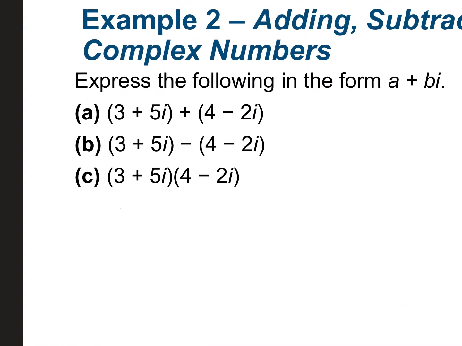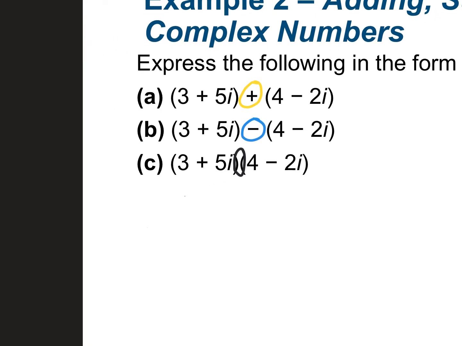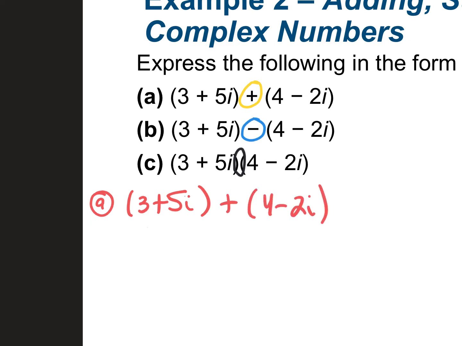Look at these three questions. They all look very similar, don't they? Same two parentheses, but three different things are happening. What's happening in A? You're adding. What's happening in B? Subtracting. And what's happening here? Multiplying. Okay, three very different problems. We're going to do all three of them, and we're going to talk about how we get our answers. So A is 3 plus 5i plus 4 minus 2i.